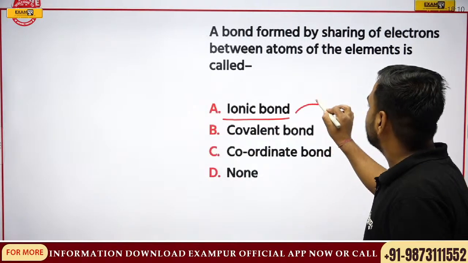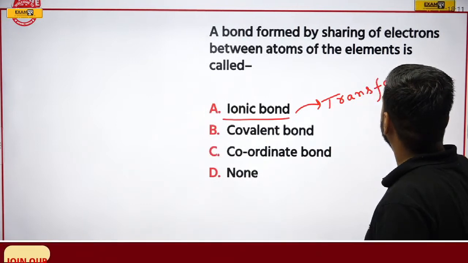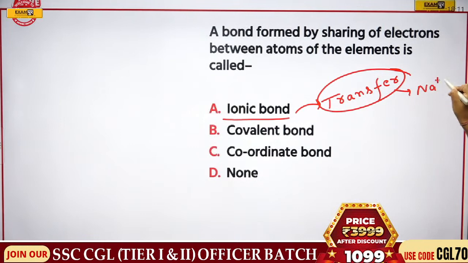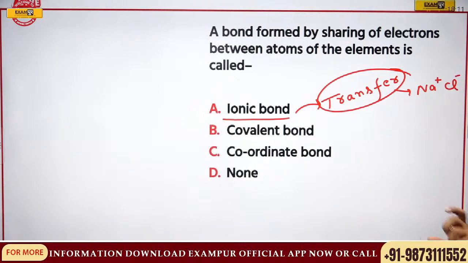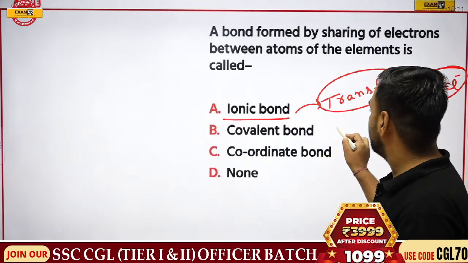In the ionic bond, what is happening here? Transfer of electron is taking place, correct? And we have already discussed it. We were talking about the ions, right? That's why it is ionic bond, Na+ Cl-. So this was actually transfer of electron, that was ionic bond. But now we are having only two options.